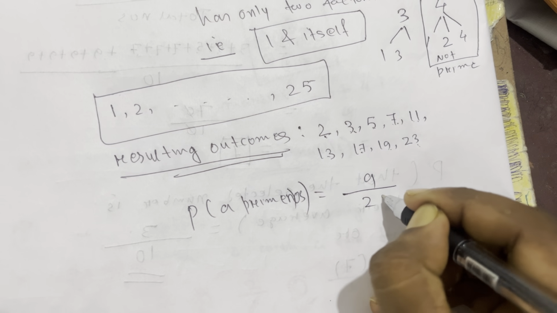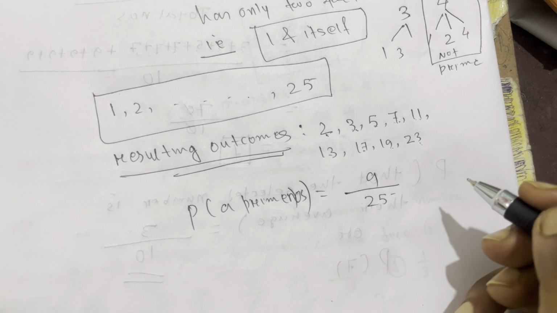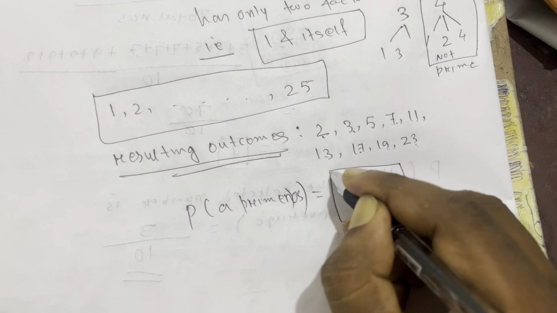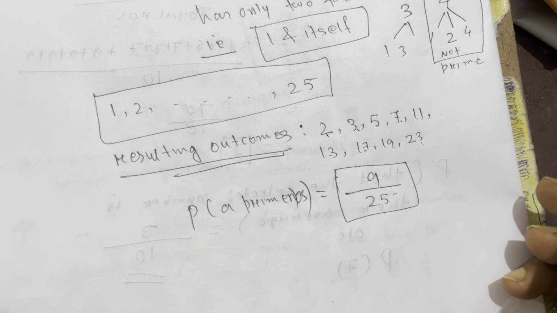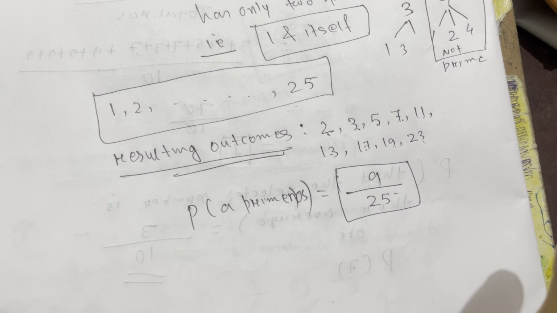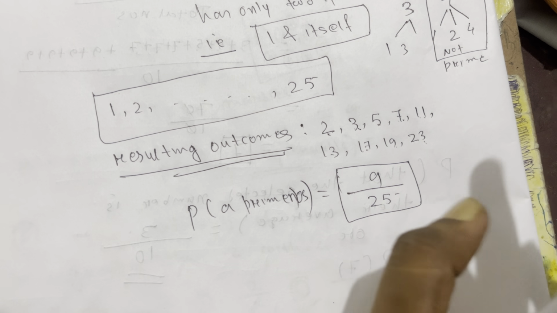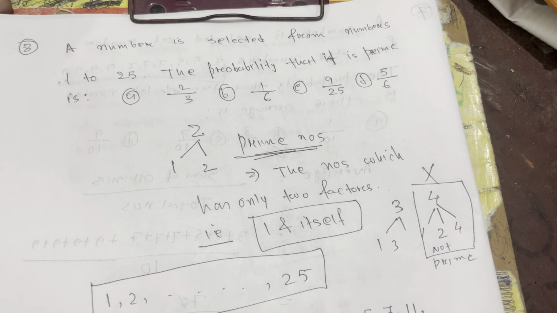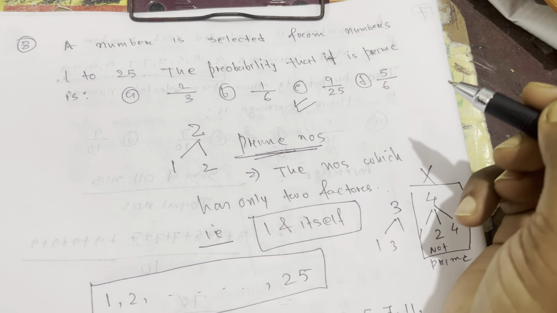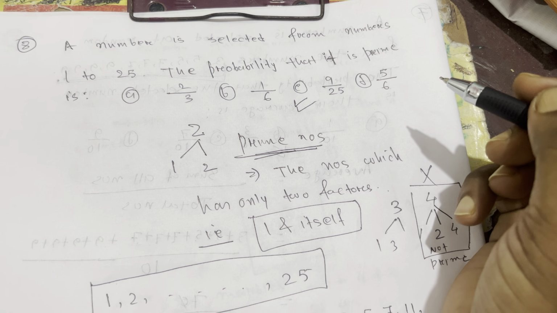Therefore the probability of a number which is prime is equal to what? Total we got 9 prime numbers. So 9 out of 25. So the answer will be 9 by 25, because there are 25 numbers total. How many numbers are prime out of 25? 9. So that's why 9 out of 25, right? So which option will be correct? Option C is correct. I think you understand. This is very easy.